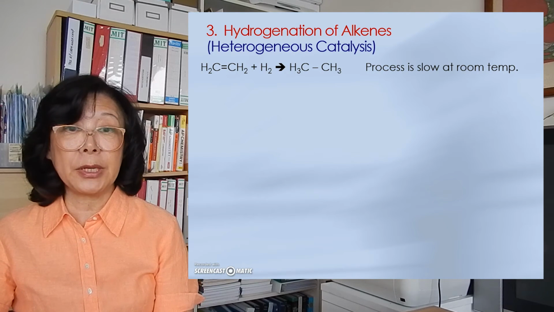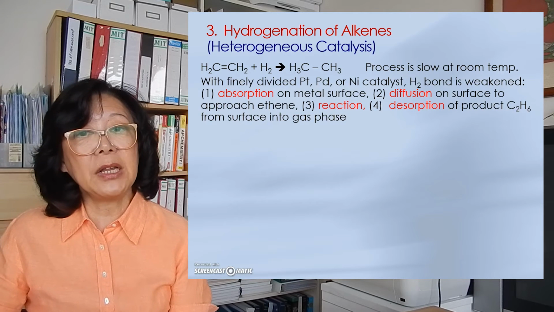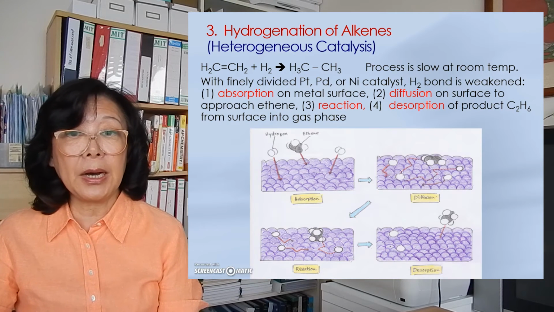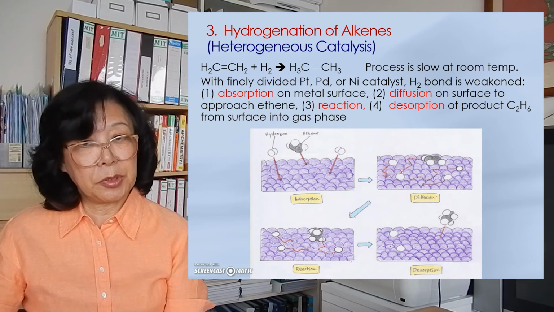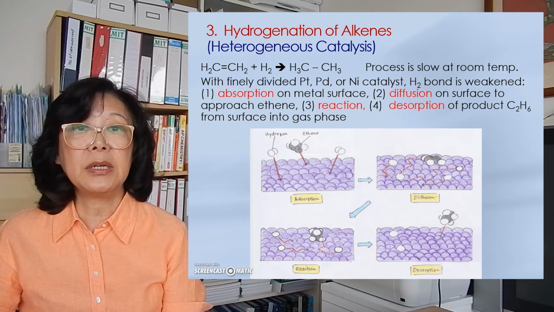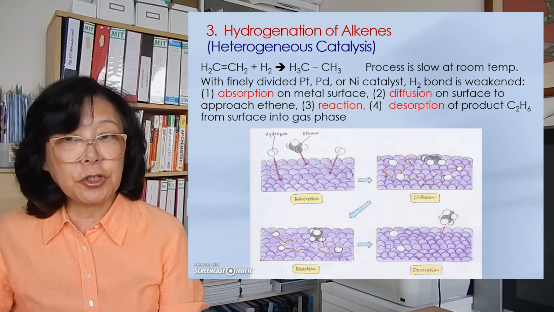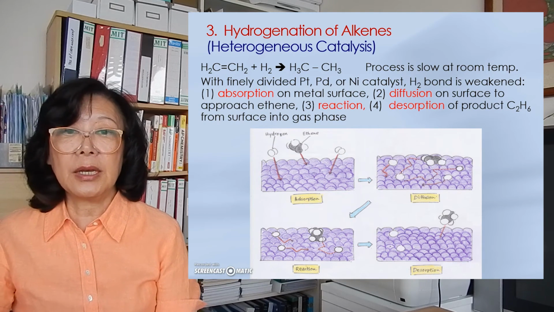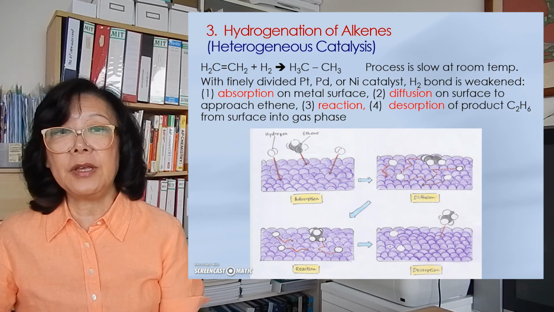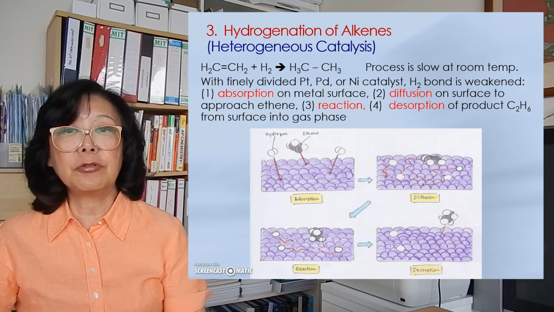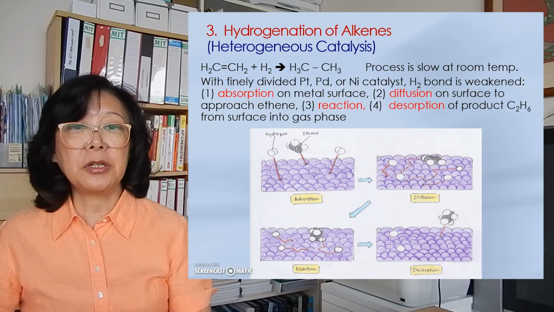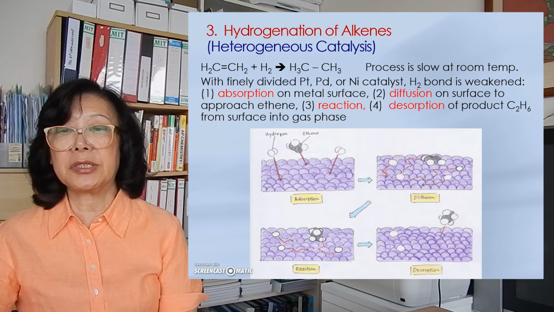The process is very slow at room temperature. Now, we use finely divided platinum, palladium, or nickel catalyst. The hydrogen bond can be weakened by adsorption on the metal surface, meaning the hydrogen is adsorbed onto the metal surface of the catalyst. Two, diffusion. Now this hydrogen atom can then diffuse on the surface to approach the ethene, and now there's a reaction between the 2 reactants. Finally, when the product ethane is formed, there will be desorption of the product, being released into the gas phase.